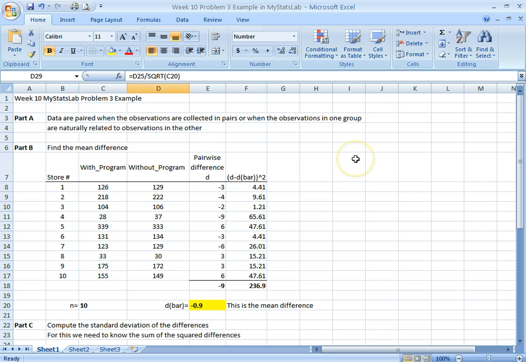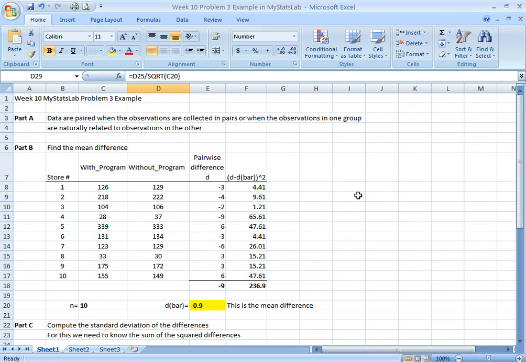So part A of this problem asks us, are the data paired? And my statement here, I say that data are paired when the observations are collected in pairs, or when the observations in one group are naturally related to observations in the other. And of course this data is related because we're looking at running traffic counts with a buy one get one free program against the same stores, the traffic data without the program.